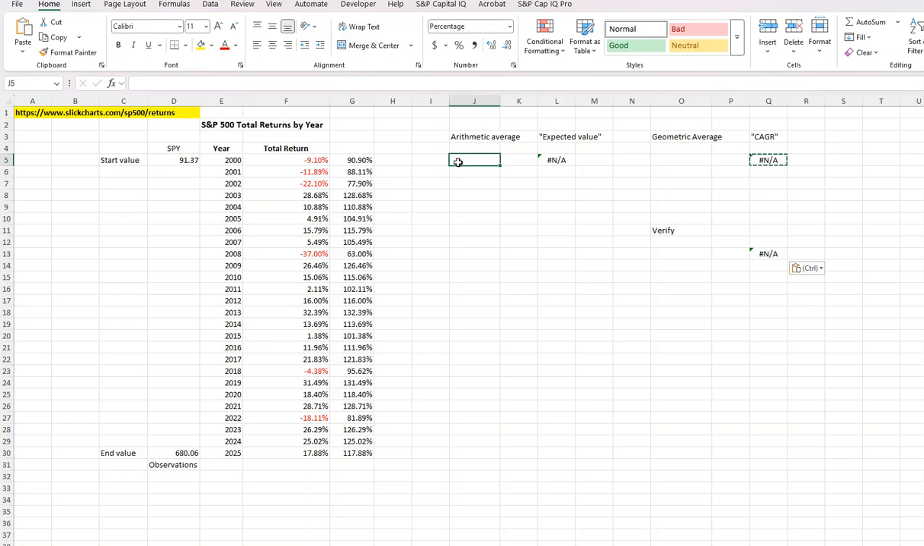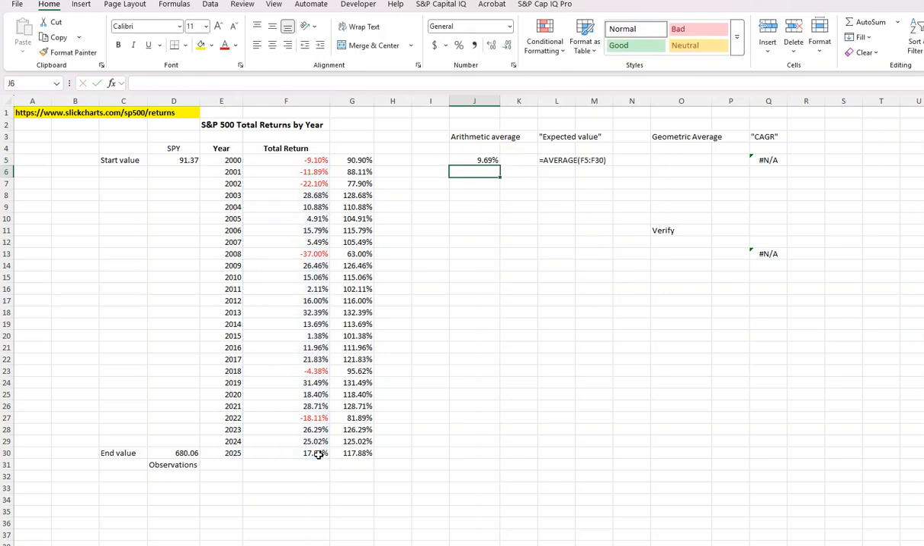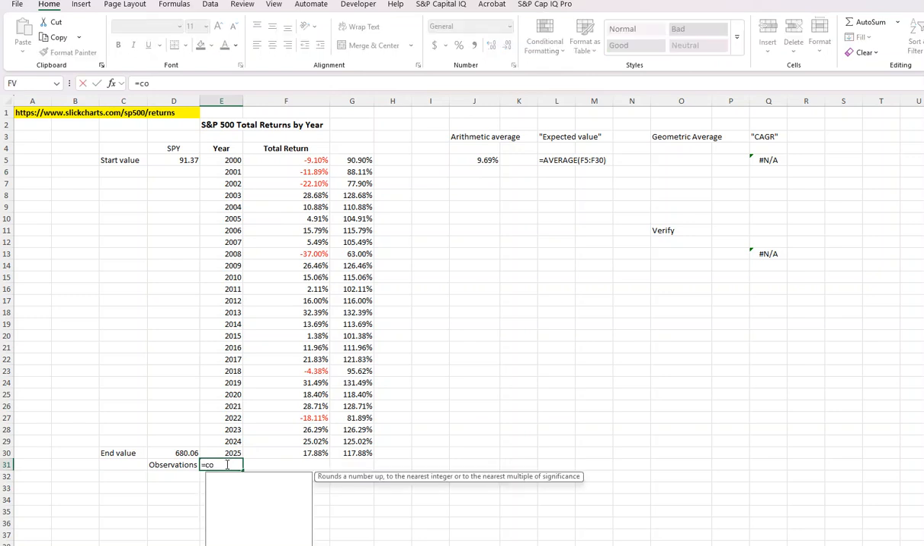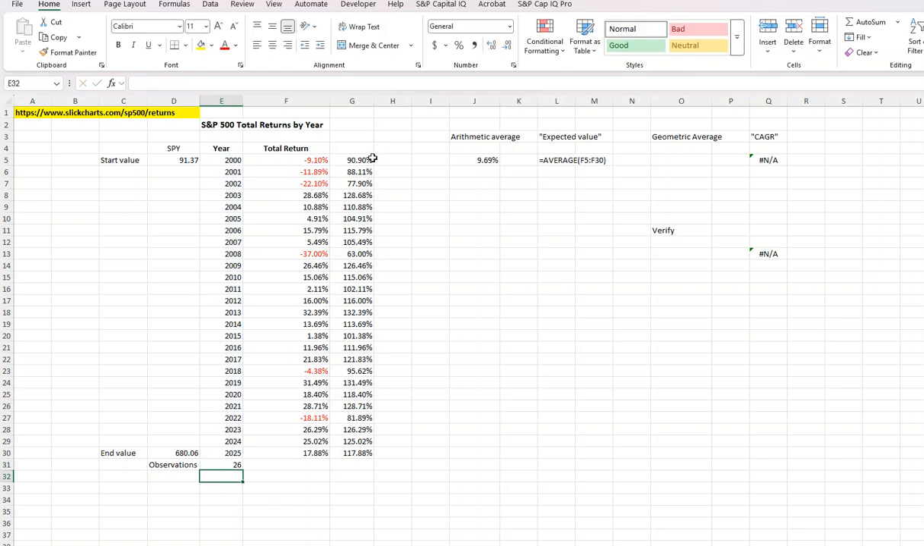To find this in Excel, it's very simple. We just say equal sign average, and we're going to take this series and get that amount. This would be no different than if we added up all these values here and then divided by the total number of observations. And we can get the number of observations just by counting here. So we see there's 26 observations.